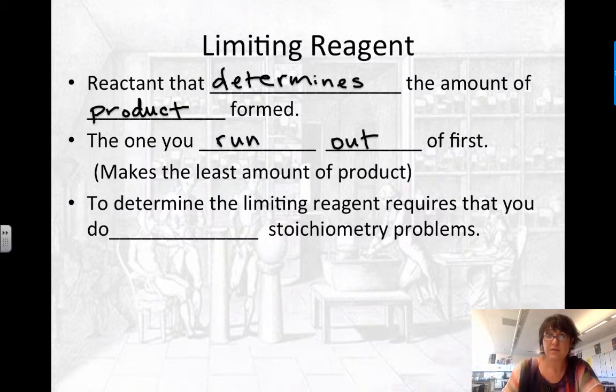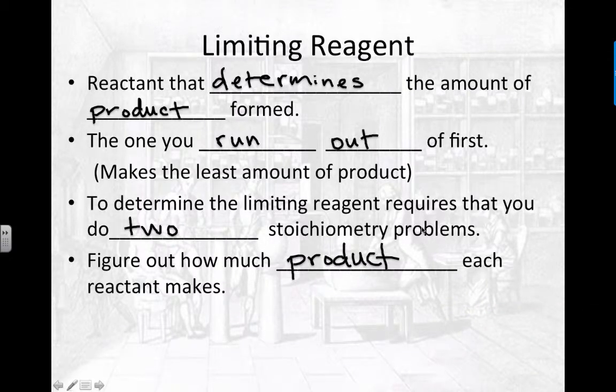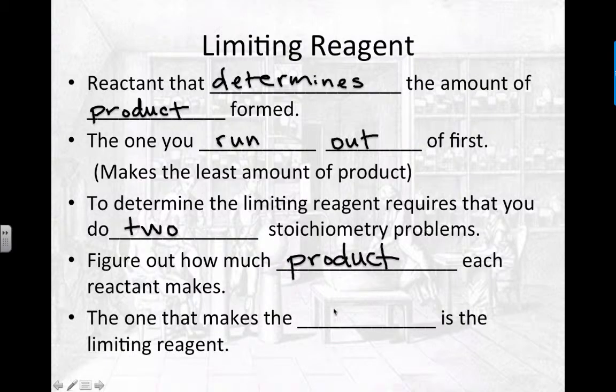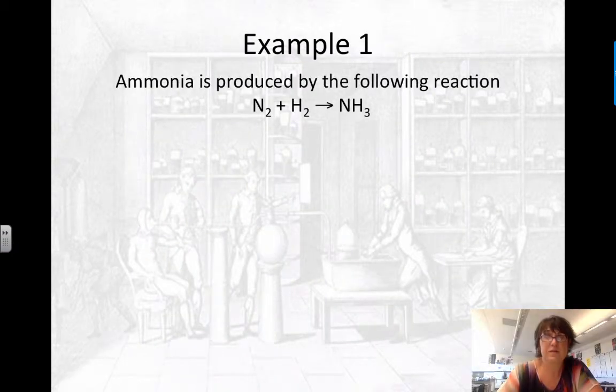To determine the limiting reagent, you have to do at least 2 stoichiometry problems. You'll figure out how much product can be made by each reactant and compare the two amounts and see which one is the smallest. The one that makes the least is going to be considered the limiting reagent. Let's try an example so you can see how this works.